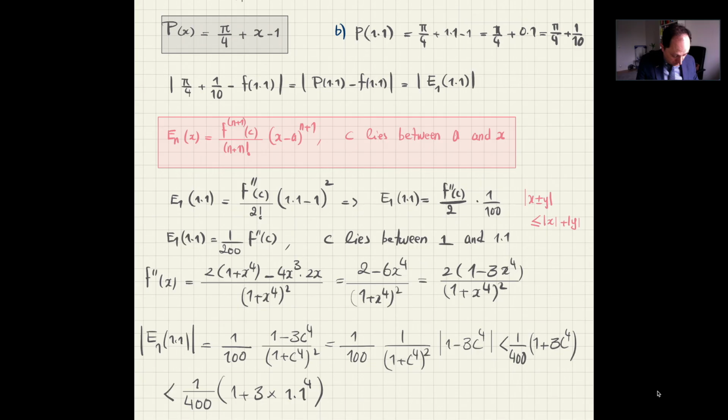So to the power 4, and then multiply it by 3, and then add 1 to it. So the answer is, and then divide this by 400. So the answer that I get for this, if I calculate it, is 0.013, etc. Okay, and this is definitely smaller than 1 over 50, because 1 over 50 is 0.02, yes?